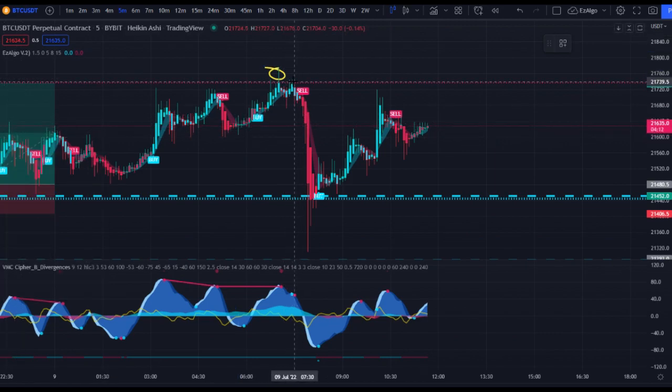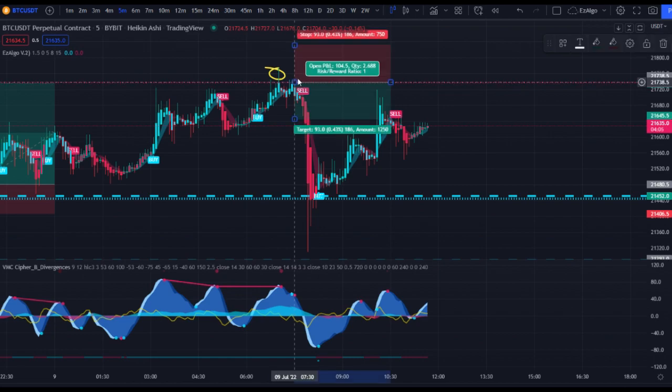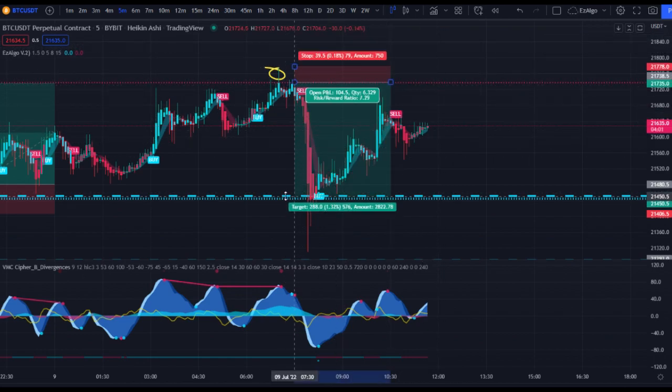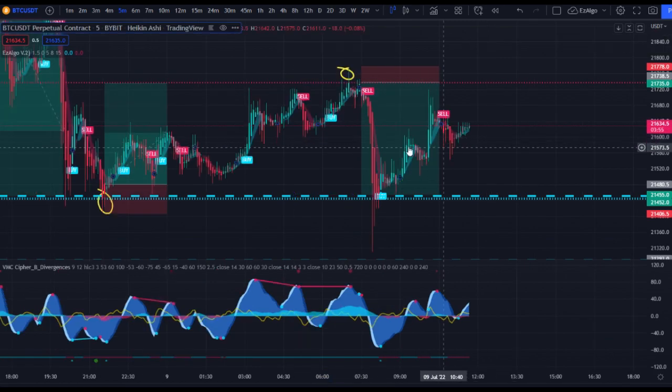You could even wait for the divergence if you want, but for that prime entry, once it retested again, at the close of this candle, I'm entering right here. Stop loss right there, targeting the next support level. 7 risk to reward ratio. Okay, like clockwork.